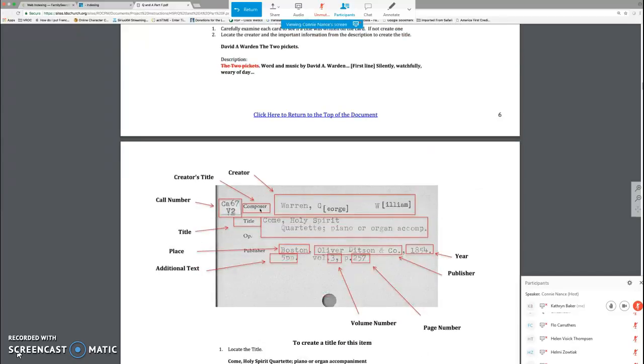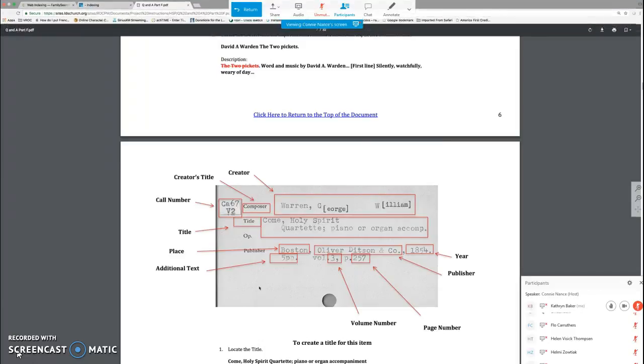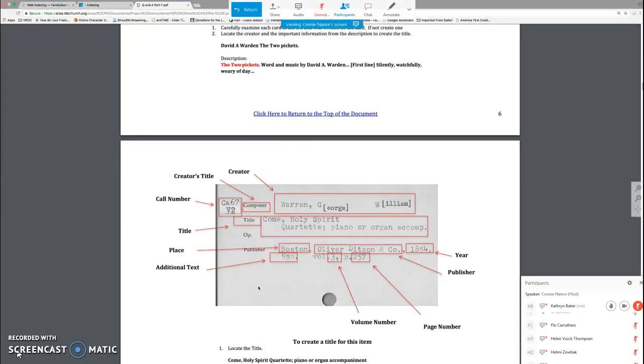But when we have a card like this, we would not do that. We just would type, Come Holy Spirit, and you can type the rest in there if you want. So that's the difference between the cards. Make sure you understand when to put the creator first in the title and when not to.